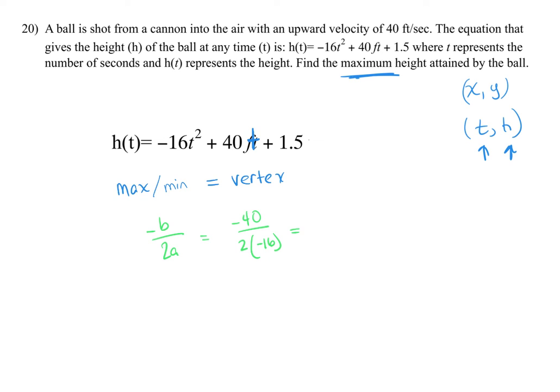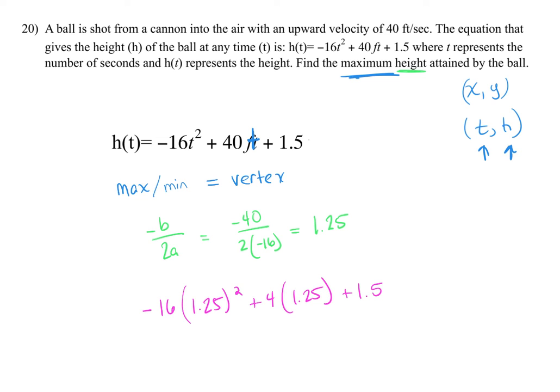And so this is going to give me a decimal of 1.25 there. All right, 1.25. That is actually telling me the time. It will reach its maximum height in 1.25 seconds. But they actually want the y value because they said, what is the maximum height? So to find the y value, I just go back and plug that in. Negative 16 times 1.25 squared plus 40 times 1.25 plus 1.5.